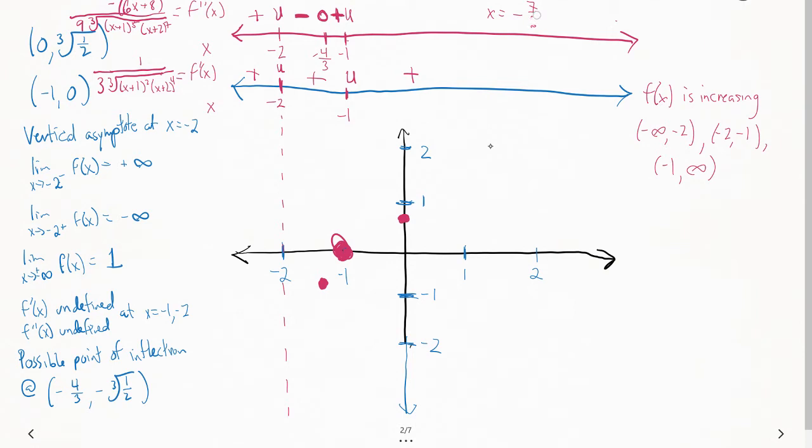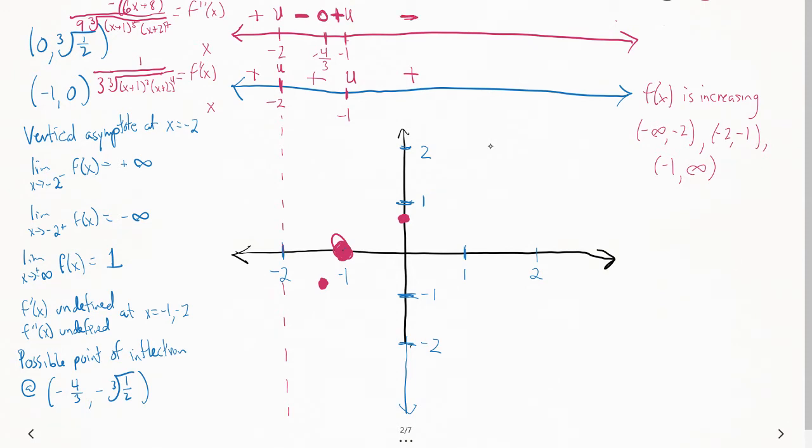Wowzers. So last but not least, pick some number greater than negative 1, so you can use x equals 0. And if you plug that in, you'll get positives for everything down below, and a positive up top but times a negative, so that means this whole interval is negative.